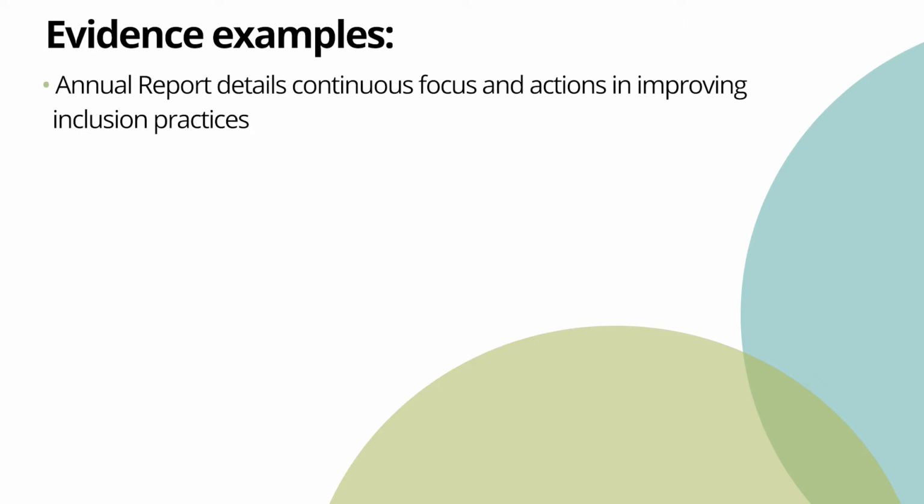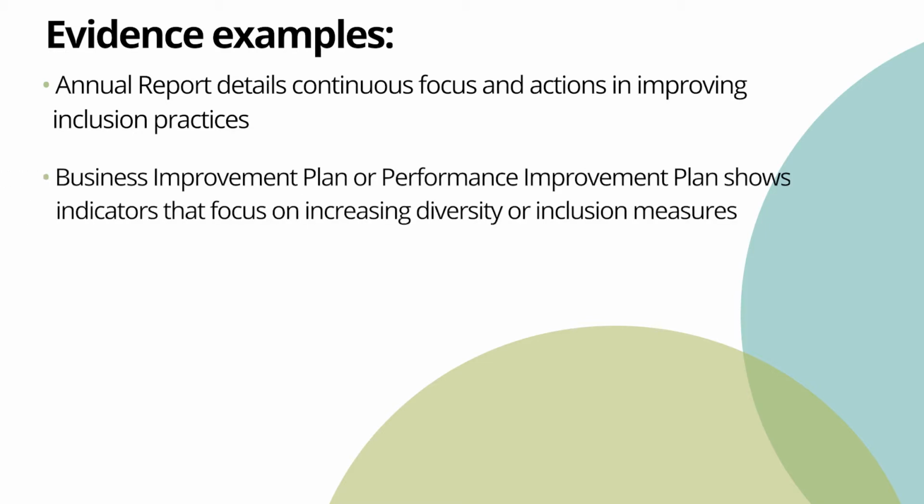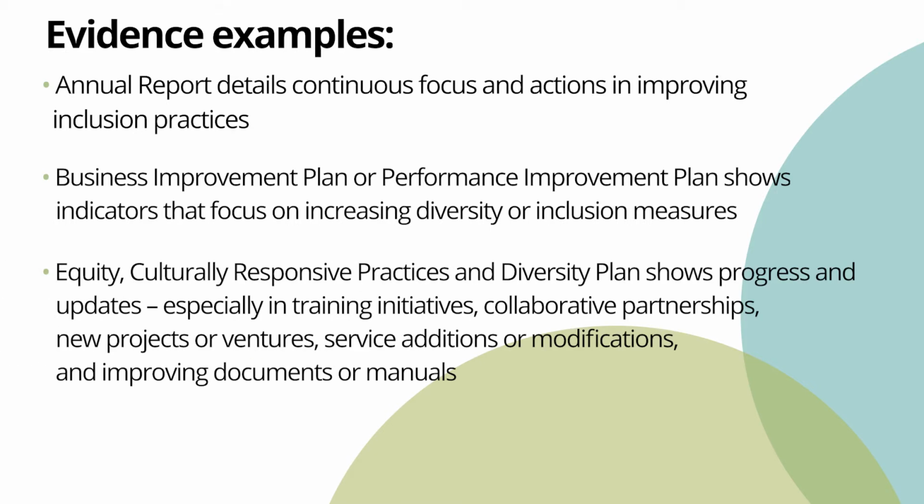Evidence examples. Annual report details continuous focus and actions in improving inclusion practices. Business improvement plan or performance improvement plan shows indicators that focus on increasing diversity or inclusion measures. Equity, culturally responsive practices, and diversity plan shows progress and updates, especially in training initiatives, collaborative partnerships, new projects or ventures, service additions or modifications, and improving documents or manuals.